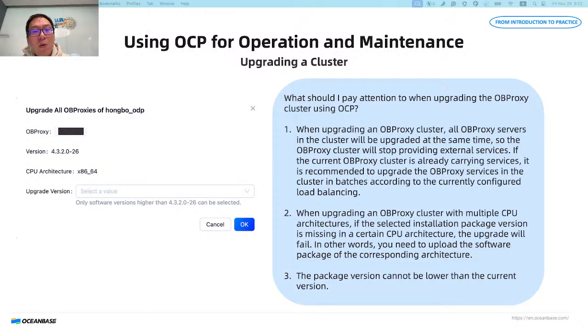The second, when upgrading an OBProxy cluster with multiple CPU architectures, if the selected installation package version is missing in a certain CPU architecture, the upgrade will fail. In other words, you need to upload the software package of the corresponding architecture. The last one, the package version cannot be lower than the current version.